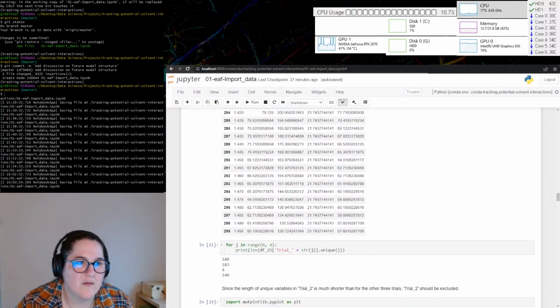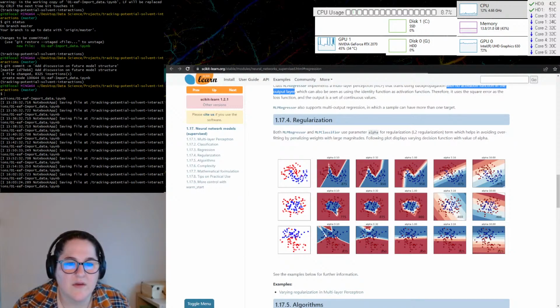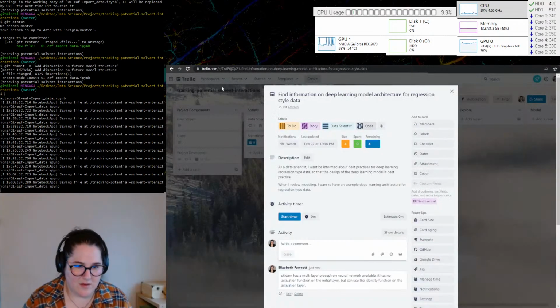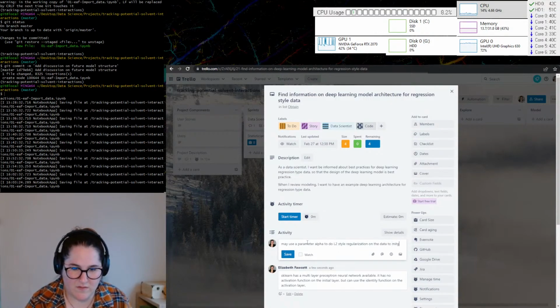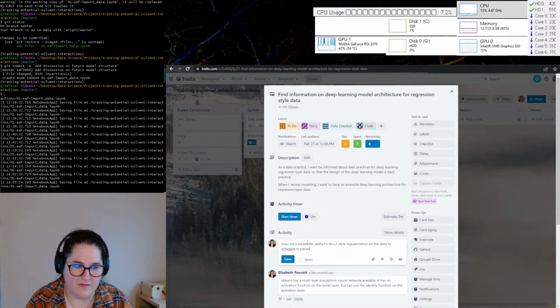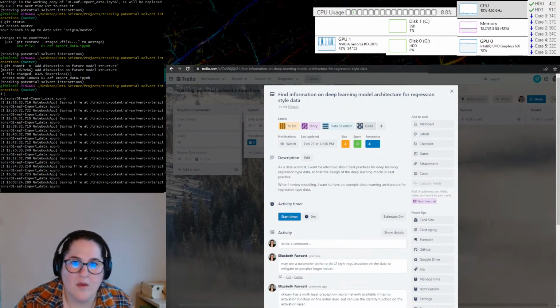So I'm going to put here, what do they call that? They called it parameter alpha. May use a parameter alpha to do L2 style regularization on the data to mitigate or penalize larger values. Okay.